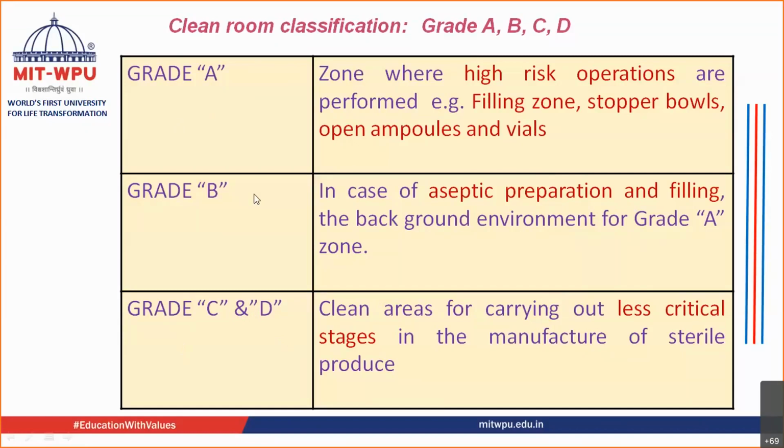But please remember, whether it is grade A, B, C, or D, they are all part of your clean room. Inside your clean room you classify areas as class 1, 10, 100, 1000, and inside the clean room you again classify them as grade A, B, C, and D. But all of them are the clean room. They are part of the clean room.